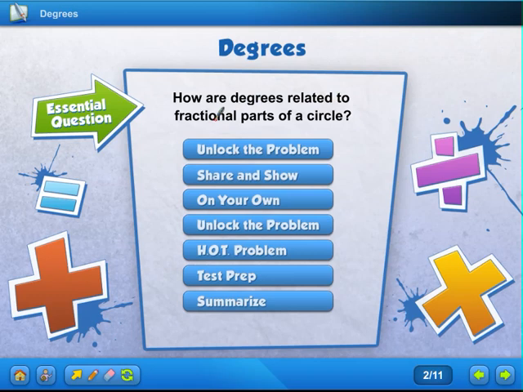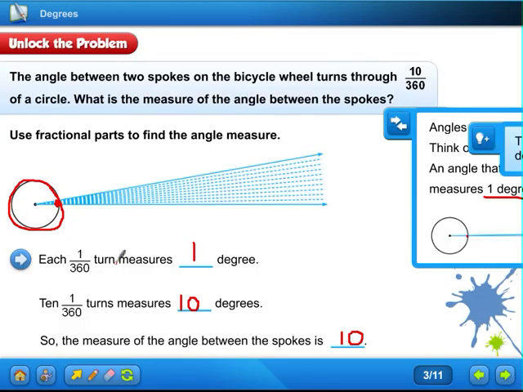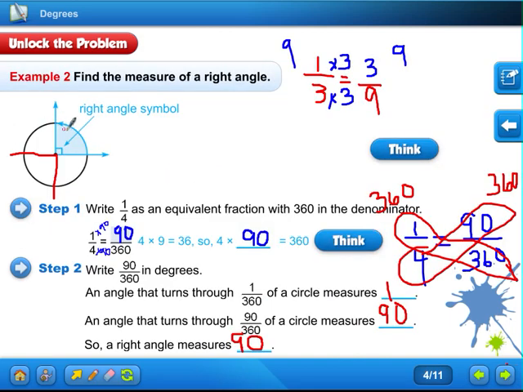So let's review. How are degrees related to fractional parts of a circle? We know that a turn through 1 over 360 of a circle measures 1 degree. So now we know whatever number is on the top, that's how many degrees it is over 360. Because we know that 360 degrees is a whole circle.